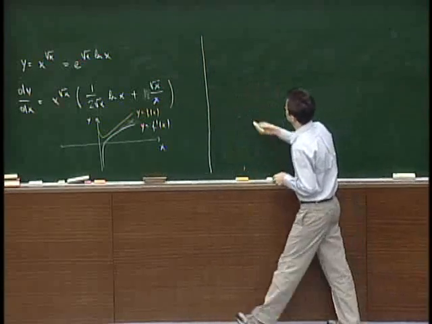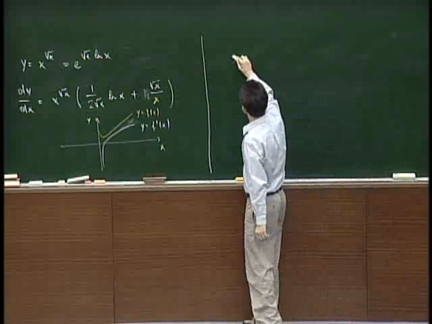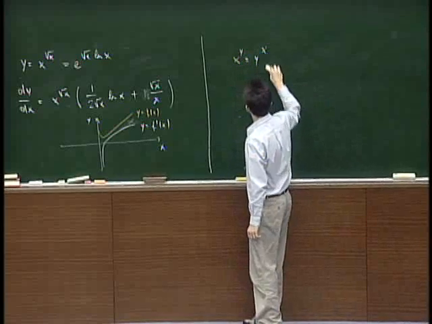Okay, so this is one example. Another example would be, for instance, if you have a function which is implicitly given by this equation here.